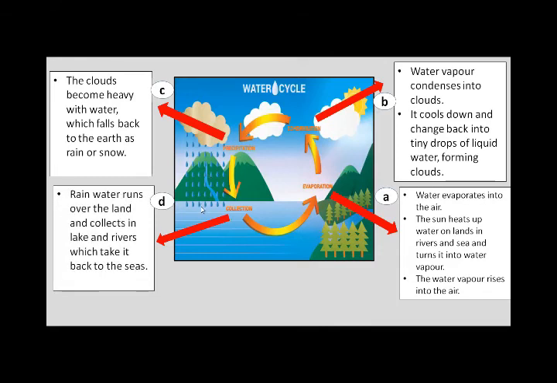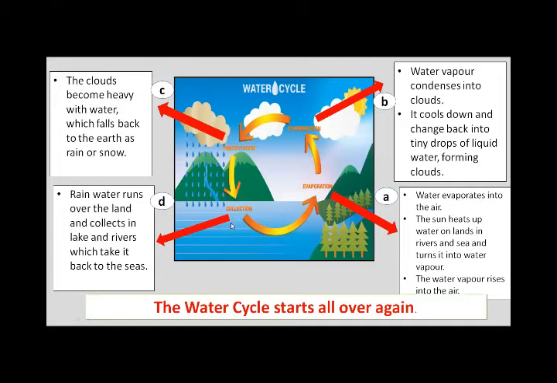In this cycle, the rain runs over the land and collects in the lakes and rivers, which take it back to the sea. So the water cycle starts all over again. This is all about the water cycle. I hope you all have got it. Okay?